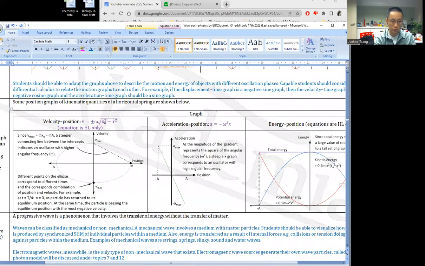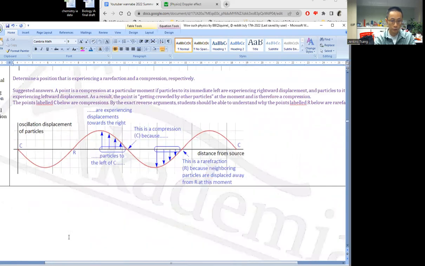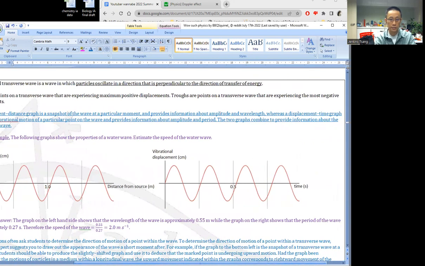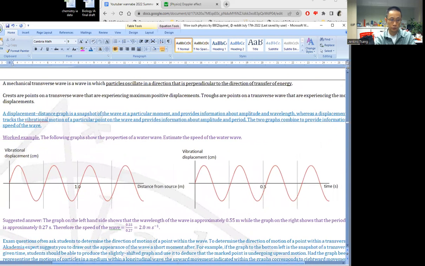And just to show this information, the displacement distance graph is a snapshot of a wave and shows the wavelength and amplitude as well. Whereas the displacement time graph tracks the vibrational motion of a particular point somewhere on the wave, and then you can tell the period of oscillation from this kind of summary graph.